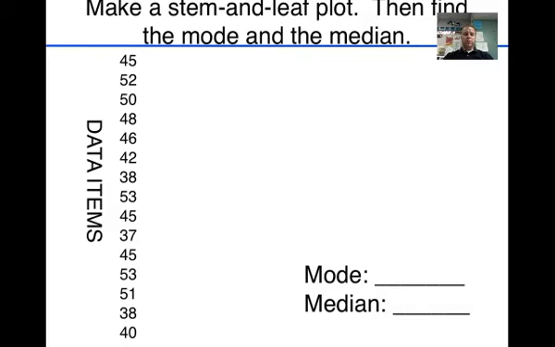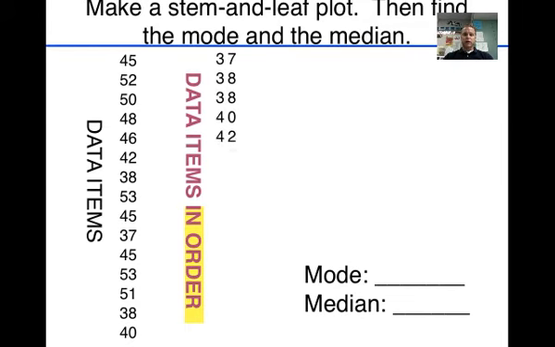So here is a bunch of data, and we're going to make it into a stem and leaf plot, and after that we want to find the mode and the median. So put these in order, and I'm going to do that for you real quick. You can copy it down. So we have 37, 38, 38, 40, 42, 45, 45, 45, 46, 48, 50, 51, 52, 53, 53. Take a moment, pause the video, get all those written down.